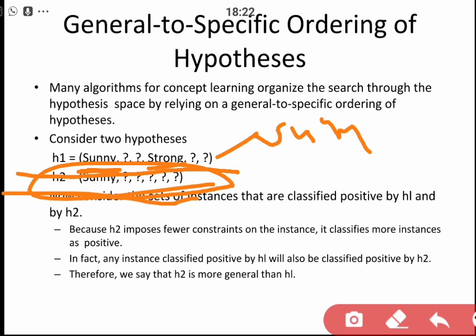Similarly, if we talk about H1, that H1 is your specific hypothesis that you have searched and you have got in result. Then for two attributes you need to fix sunny and strong, and others could have many values. So we could say H1 is a little more specific than H2, or in other words, H2 is rather more general than H1.